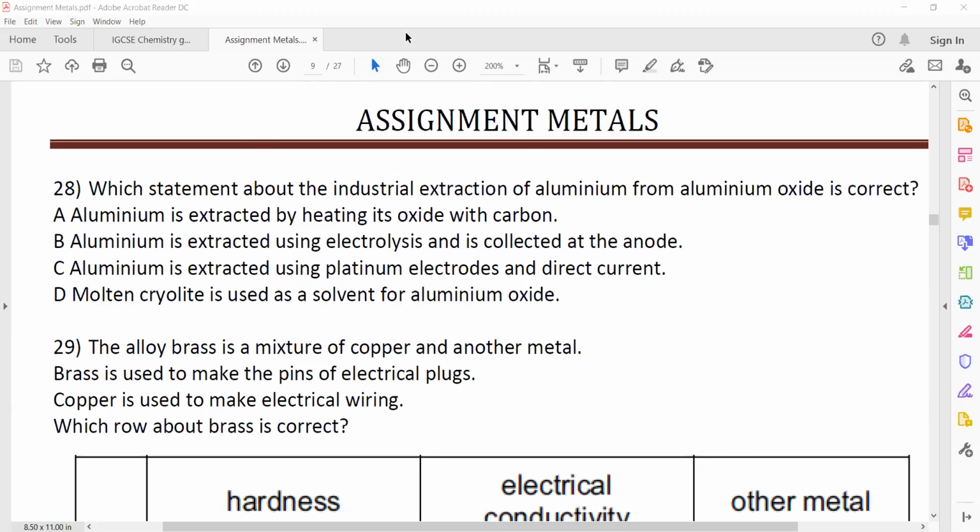So aluminium is extracted by heating. Carbon is less reactive, so that cannot be done. It's not moving towards the anode. Platinum is not used. We use graphite, so we are left with D. Molten cryolite is used as a solvent for aluminium. Why do we call it a solvent? Because the amount is higher as compared to aluminium oxide.